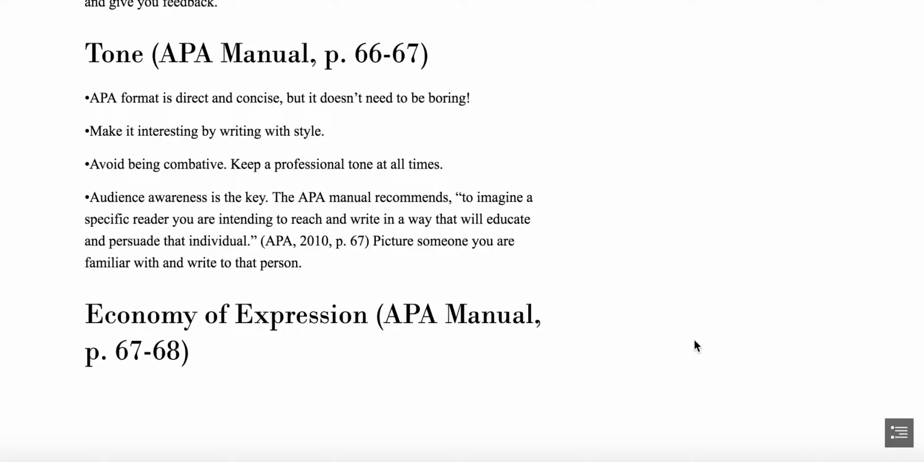So you just want to make sure your tone is formal because this is an academic formal essay, but it's not boring, it's not dry, and you want to make it interesting. And you don't want to pick a fight, right? You don't want to say, hey, listen up, dumb people. This is what I have to say. Okay, you're going to turn your audience off and they're not going to read your essay.